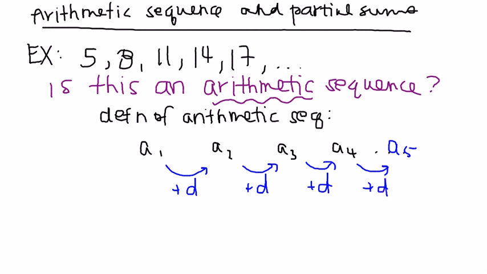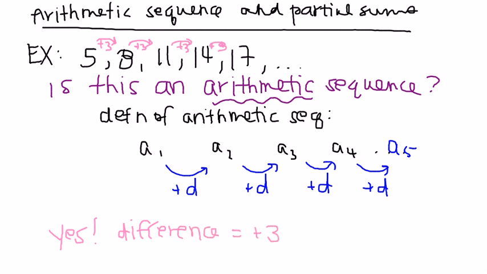So back to the example above. Is this sequence an arithmetic sequence? Well, let's see. To get from 5 to 8, I add 3. To get from 8 to 11, we add 3. We add 3 here, and we add 3 here. So with the terms that they've given us so far, yes, this is an arithmetic sequence, and the difference is we add 3 each time.